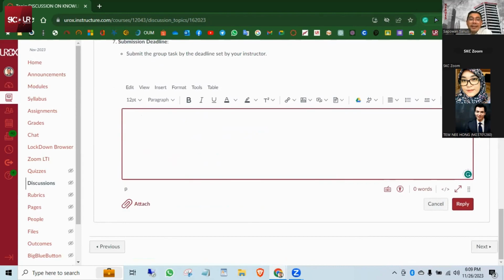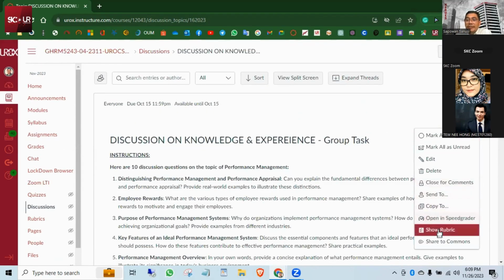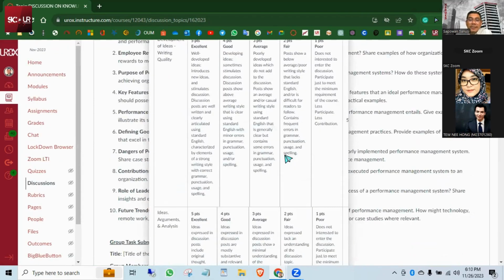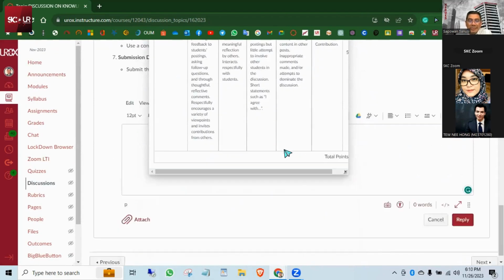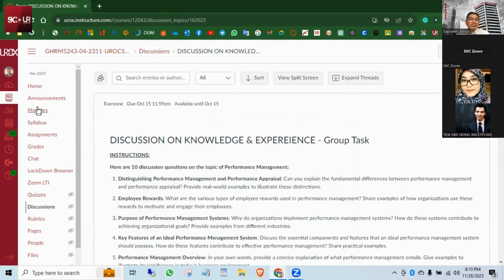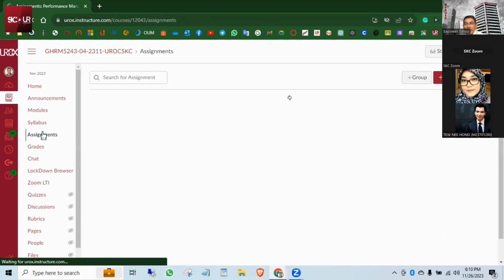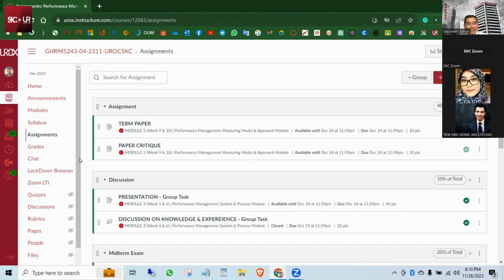If you want to see the rubric, you just scroll and find the rubric here. It's most similar to the previous semester. Okay, that's all for your assignment. Now we go to our chapter. Our chapter is easy.